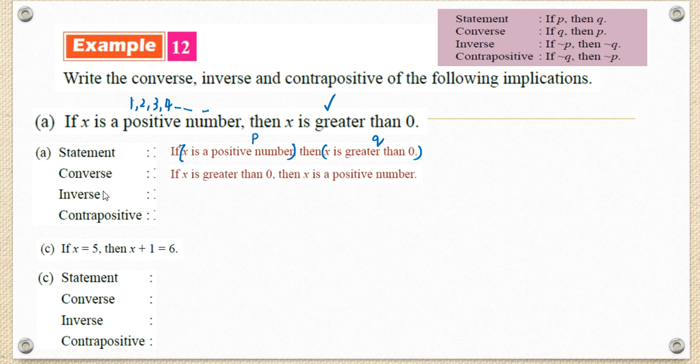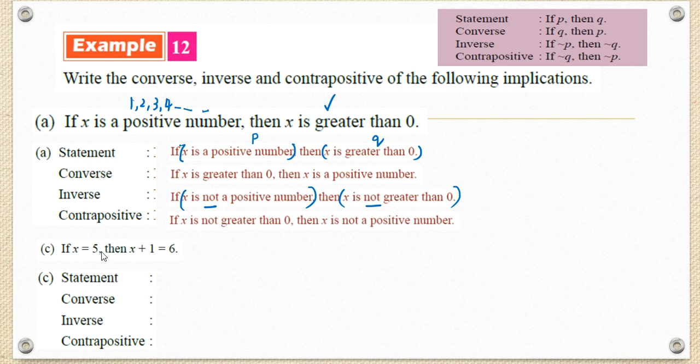Now, how about inverse? Inverse means you add a negation in front. Negation P, negation Q. So if x is not a positive number, then x is not greater than 0. They added a not. Contrapositive, you change the two positions. The one at the back will become the front. If x is not greater than 0, then x is not a positive number.